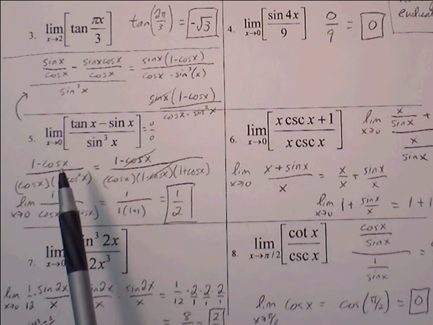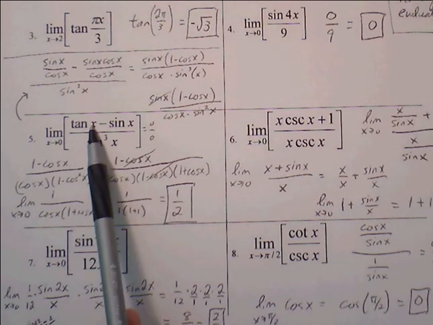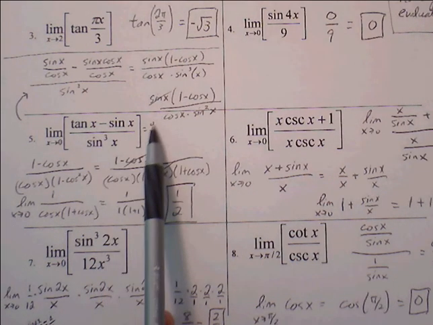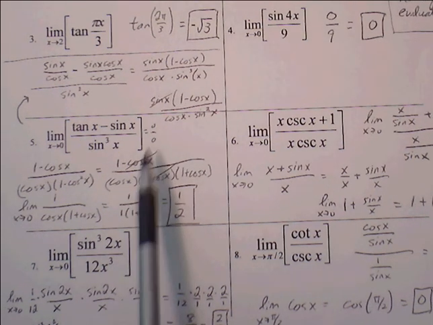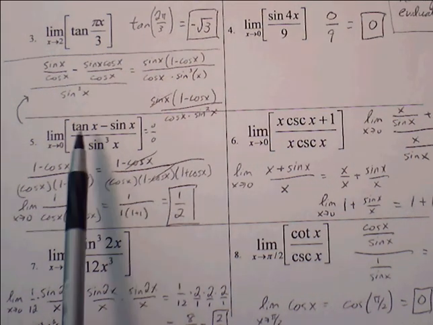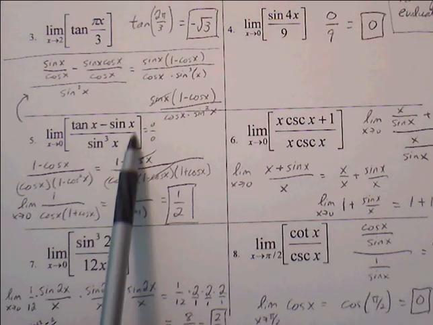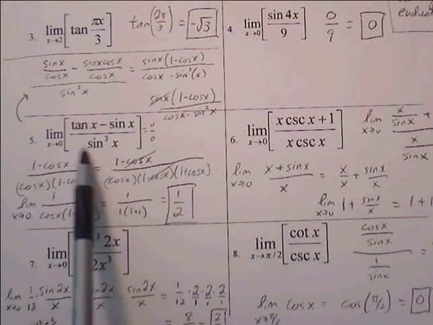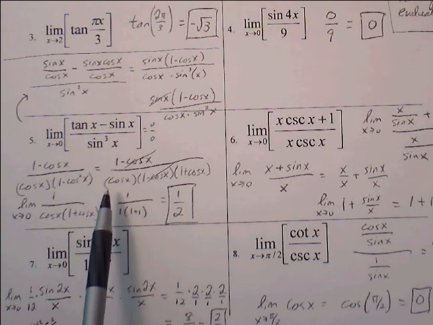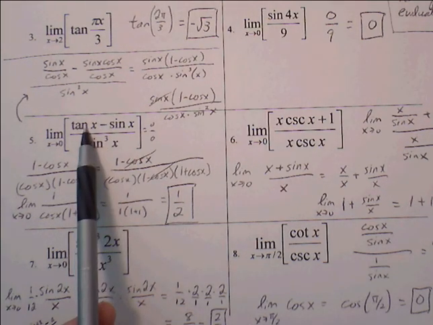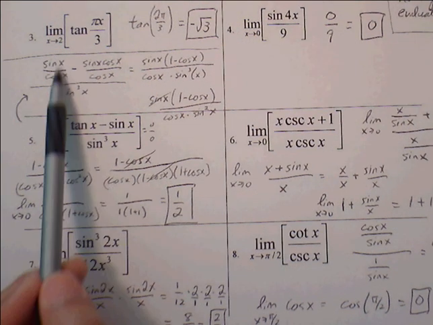Okay. Number 5. All right, so first thing we do is plug in 0. So tangent of 0 minus sine of 0 is 0. Sine of 0 cubed is still 0. So 0 over 0 tells us that we can keep working with this problem. One thing we can do to try to simplify and cancel out is convert everything to be in terms of sine and cosine. So tangent I replace with sine over cosine.